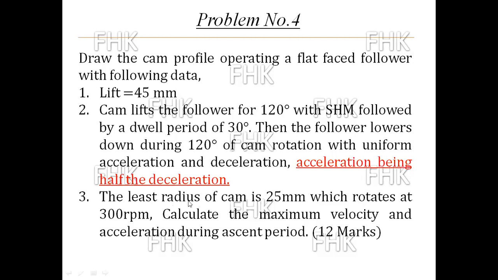The least radius of the cam is 25 mm, which rotates at 300 rpm. Calculate the maximum velocity and acceleration during the ascent or rise period. This problem is for 12 marks.